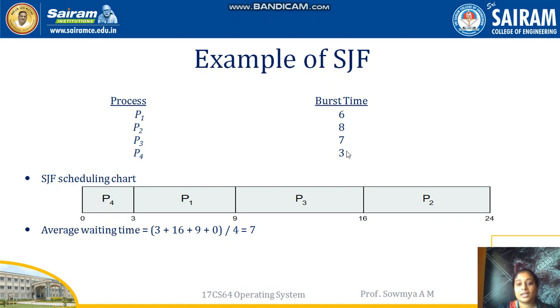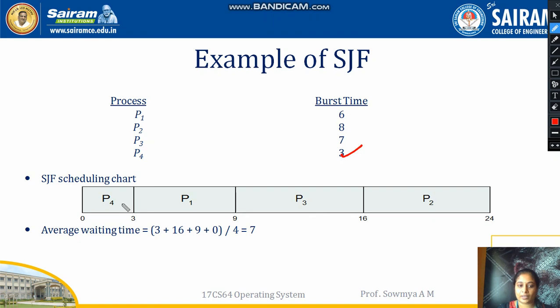It's very simple. Take the process which has the shortest time. The shortest burst time will be allocated first. So in 6, 8, 7, 3, the number 3 is the smallest. So P4 is the process which is allocated first, at the 0th second. Once P4 got allocated, then 3 was allocated.